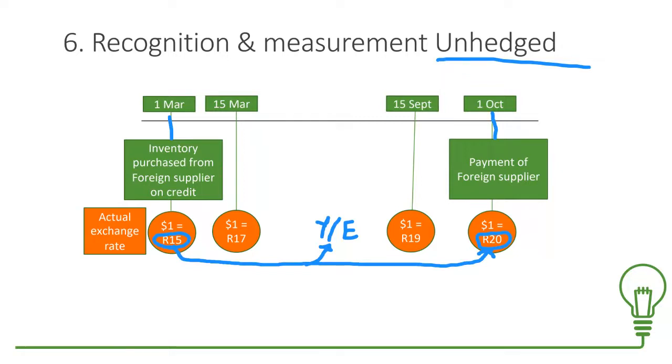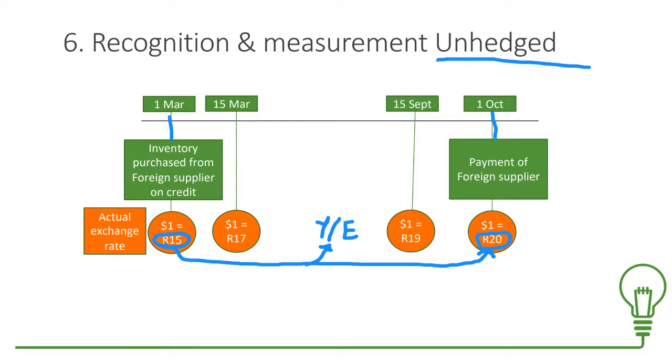So the idea is, yes, we're making a Forex loss. And the reason why we can say that is because we're moving from 15 Rand to 20 Rand. So we got value out of the creditor of 15 Rand for every dollar. But when we pay that creditor back, we're going to have to now pay 20 Rand on every dollar. So it's costing us more, right?